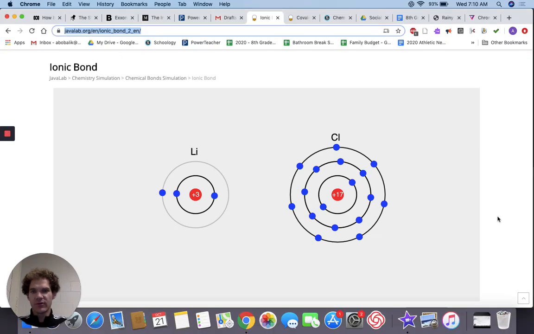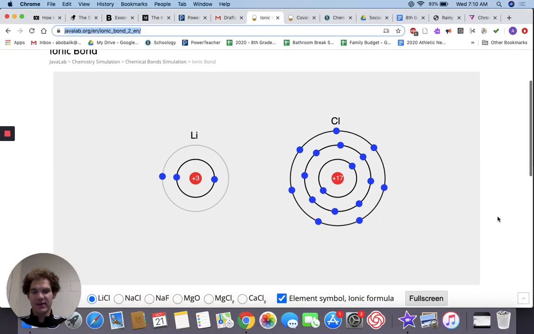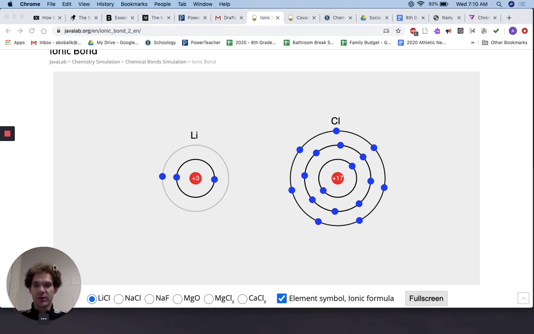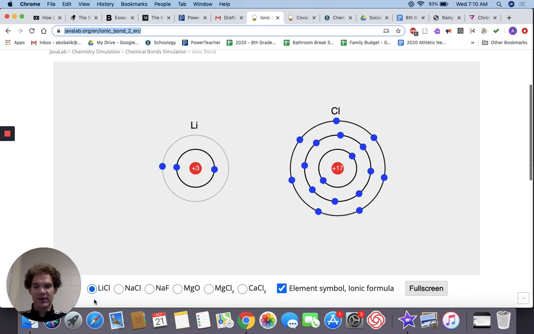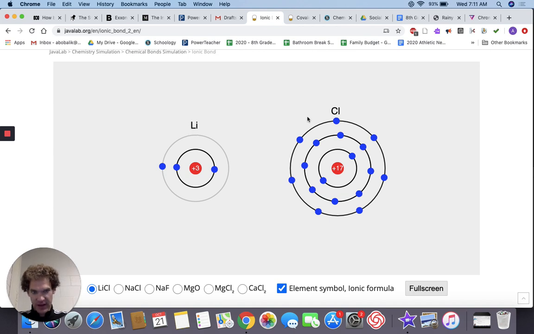Alright, so this is a short video to show you how to use the ionic and covalent bond simulator. When you open the links, you'll see you have a work area right here. You have some different compounds that you can choose from down here, and just make sure you have the element symbol and ionic formula checked, just so you know what atoms it is you're looking at. So here's a lithium atom, here's a chlorine atom. That way we just know which one is which.